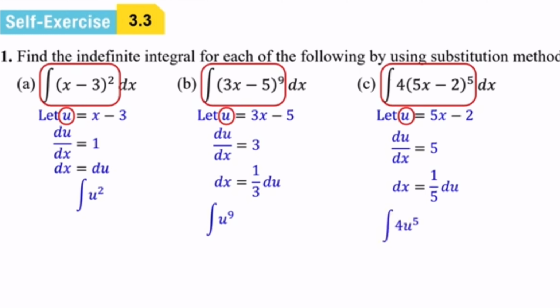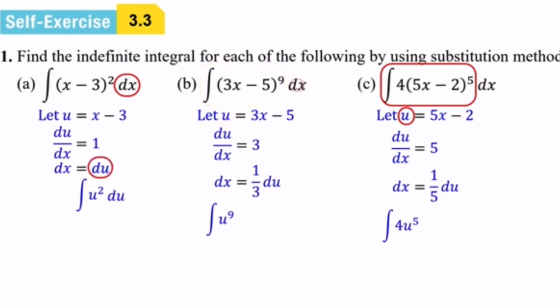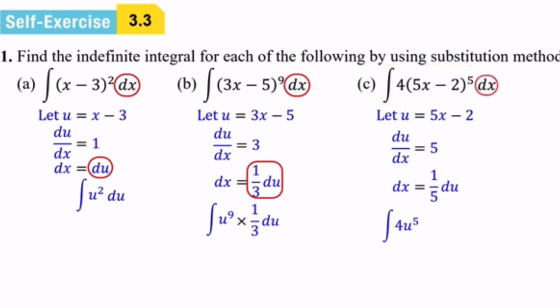Okay, so we are going to substitute the u, followed by we will substitute the dx. So when we see dx, for A, we substitute du, right? So dx is equal to du for A. And then for the B, du over dx is 3, so dx is 1 over 3 du, so we will substitute dx as 1 over 3 du into the b, right?